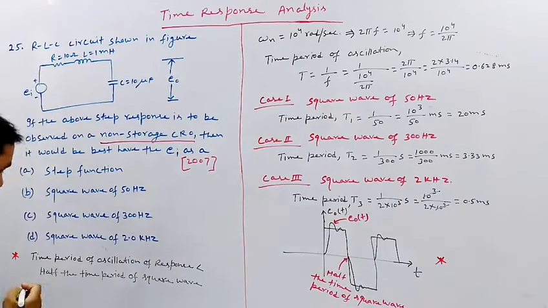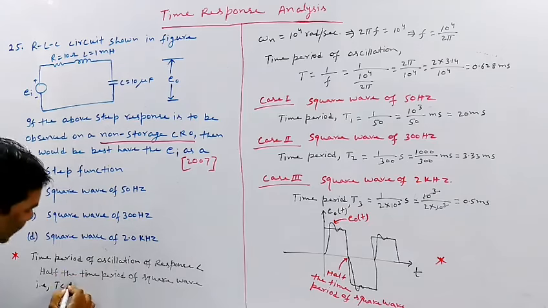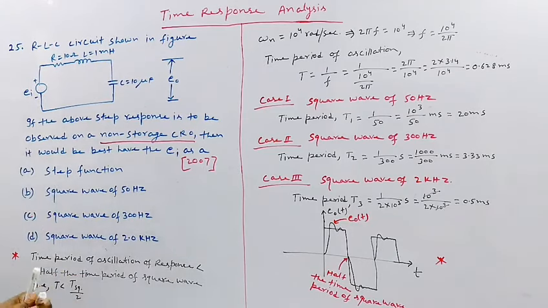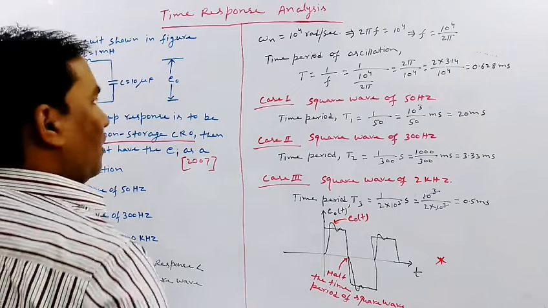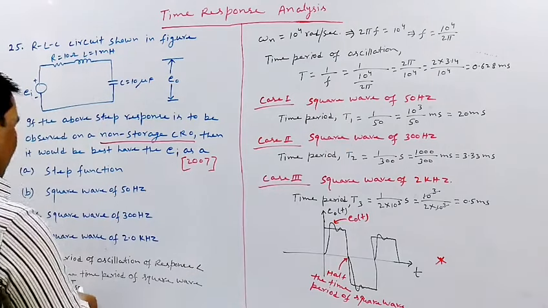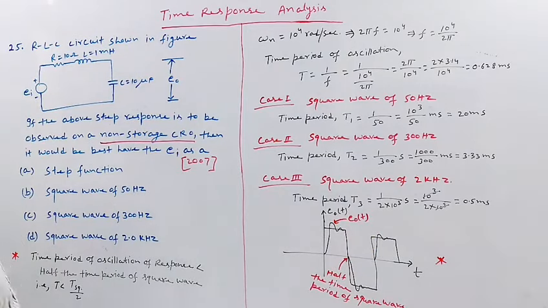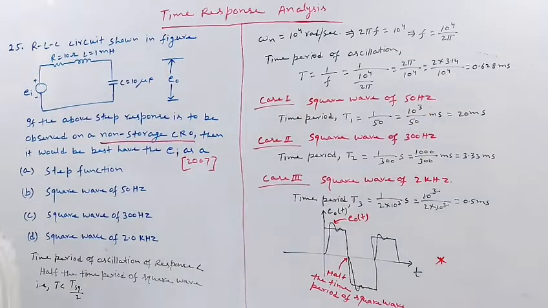So we can say that T should be less than what? This T, this is T. T should be less than T square by 2, where T square is the time period of oscillation of a square wave. Now let us check for T1, T2, T3 in place of T square. So T3 will not be eligible because T3 itself is less than T.